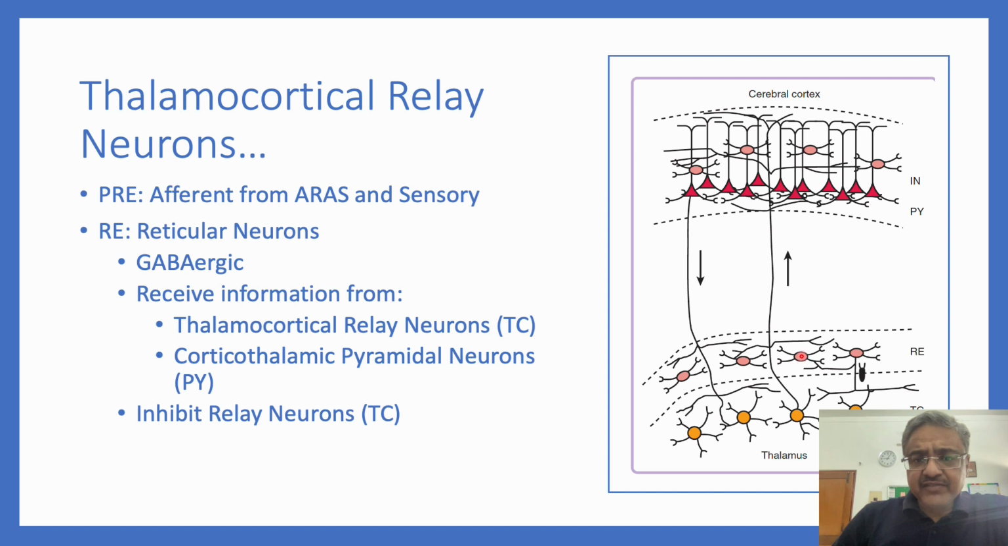One of these neuron types receives the afferents from the ascending reticular activating system, and also sends the sensory information to the cortex. Then we have reticular neurons, which are GABAergic and which receive information from the thalamocortical relay neurons as well as the corticothalamic pyramidal neurons.